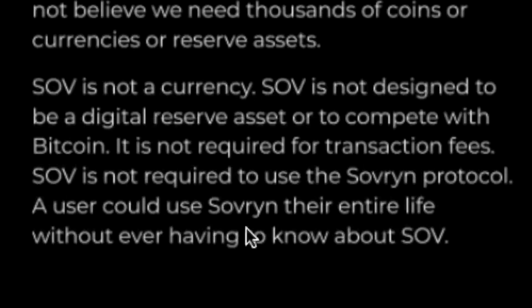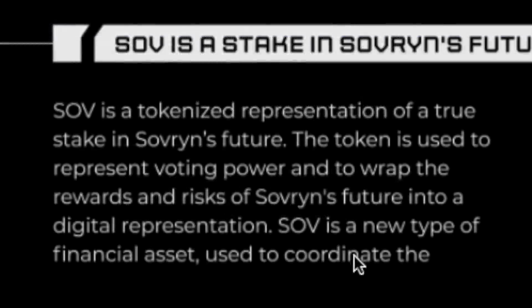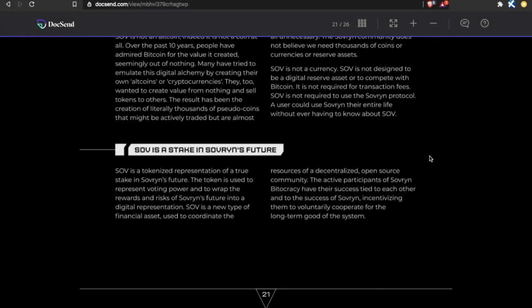SOV isn't even required to use the Sovryn protocol. A user could use Sovryn their entire life without ever having to know about SOV. And that's interesting. And I guess in that sense, it is not an altcoin. The token is used to represent voting power and to wrap the rewards and risk of Sovryn's future into a digital representation. That's what keeps the community in control instead of a centralized figure.